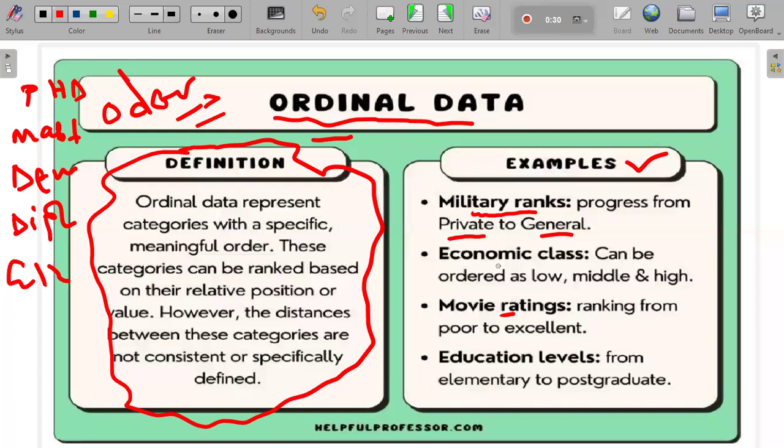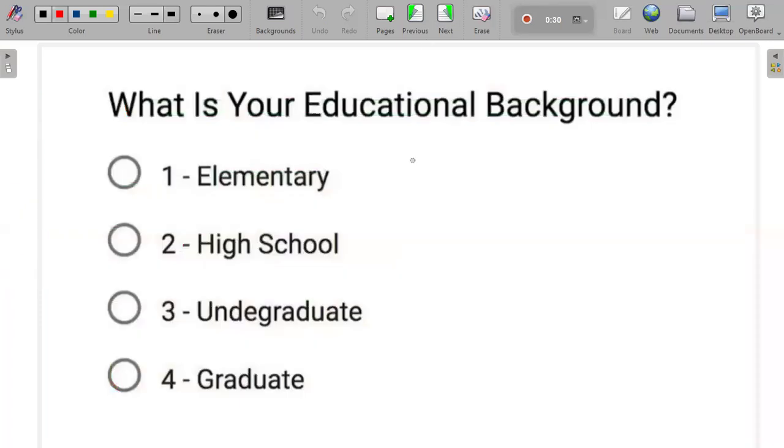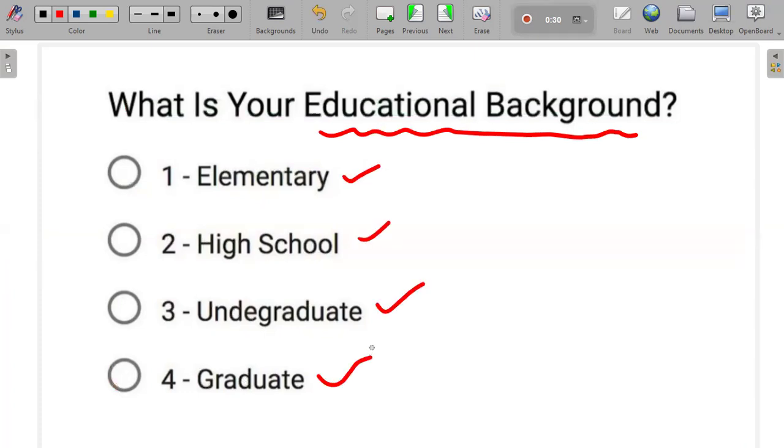Even the economy class. There are poor people, rich people. We can organize them in order. The rich will be at the highest there. So ordinal data is just data that represents categories with a specific meaning for what? Order. So I've explained this, and here there's an example of ordinal data. Depending on your educational background, you can say elementary school, high school, undergraduate, or graduate. So we can arrange the data in that order.